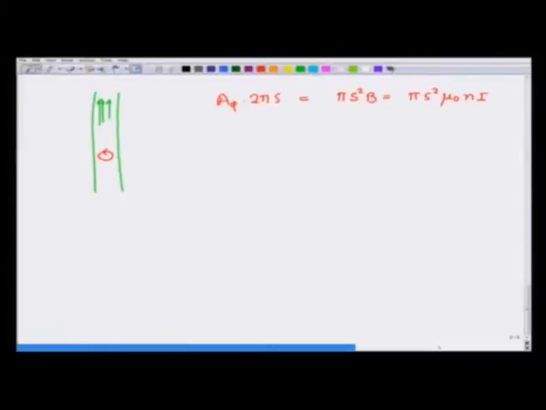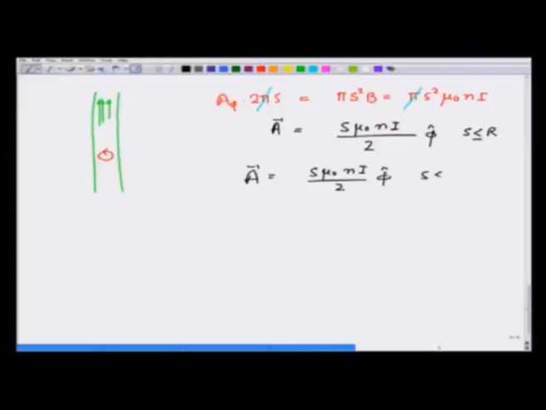And from this, again I am going to cancel pi, and I get A vector is equal to s mu naught n I divided by 2 in the phi direction for s less than R. I can put less than or equal to. So, I have got my final answer that A is equal to s mu naught n I by 2 phi for s less than or equal to R, and is equal to R square mu naught n I over 2 s phi for s greater than or equal to R. Of course, at s equals R, they are both equal.